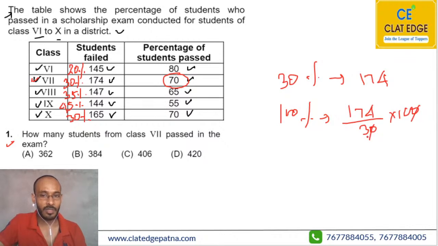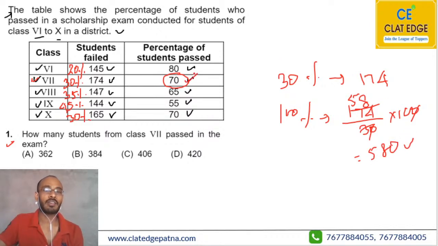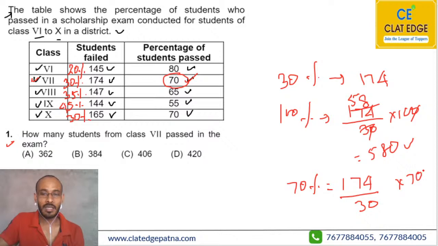You can cancel the zeros, divide by 3, and you will get 58, so you will say the total students is 580. Then you find 70% of it, which is 406. Or you can calculate the 70% directly: instead of multiplying with 100, you can multiply with 7, and you will get the same thing. So the answer will definitely be 406.